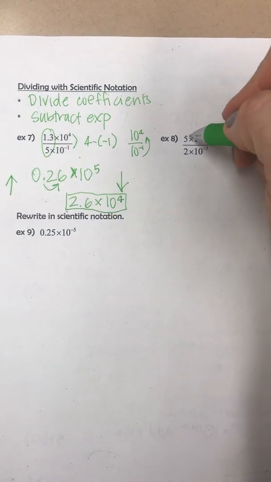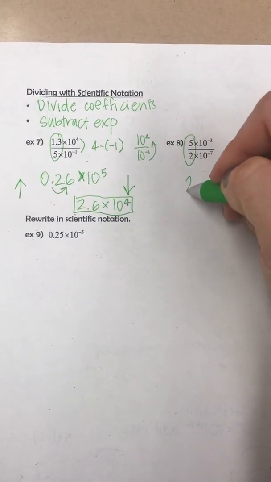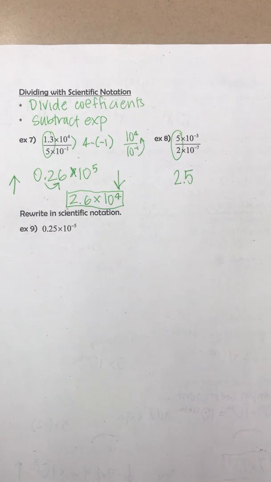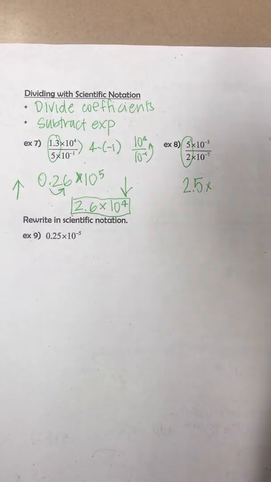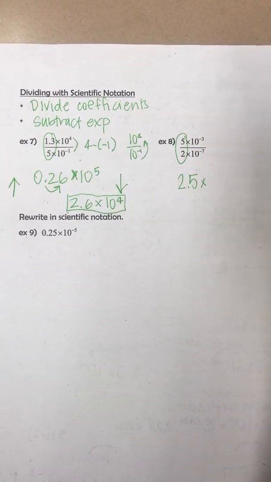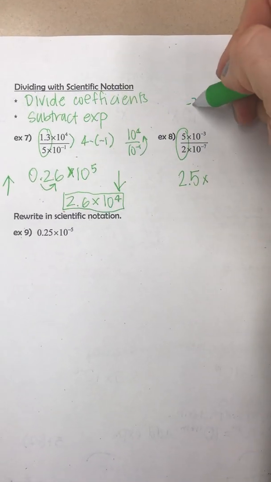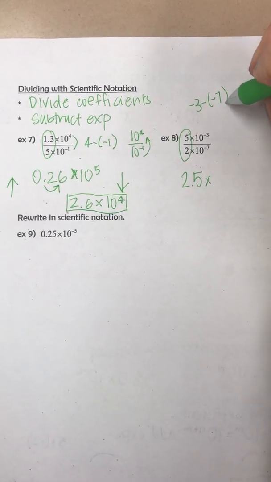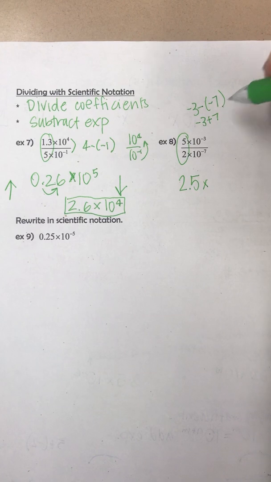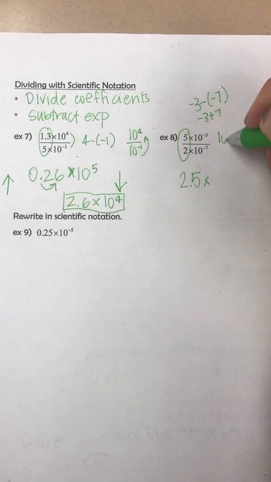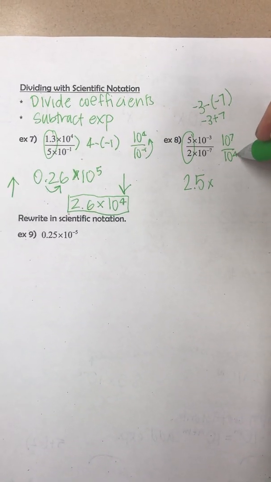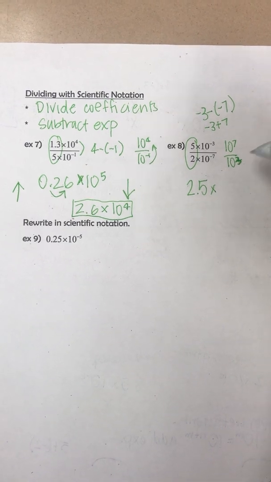Our next problem here, do 5 divided by 2, which is 2.5. And then again, I can subtract the exponents, but subtracting these exponents is kind of a pain. I do negative 3 minus a negative 7, so it'd be negative 3 plus 7, which is 4. Or you can just think about flipping them. Oops, that should be a 3.